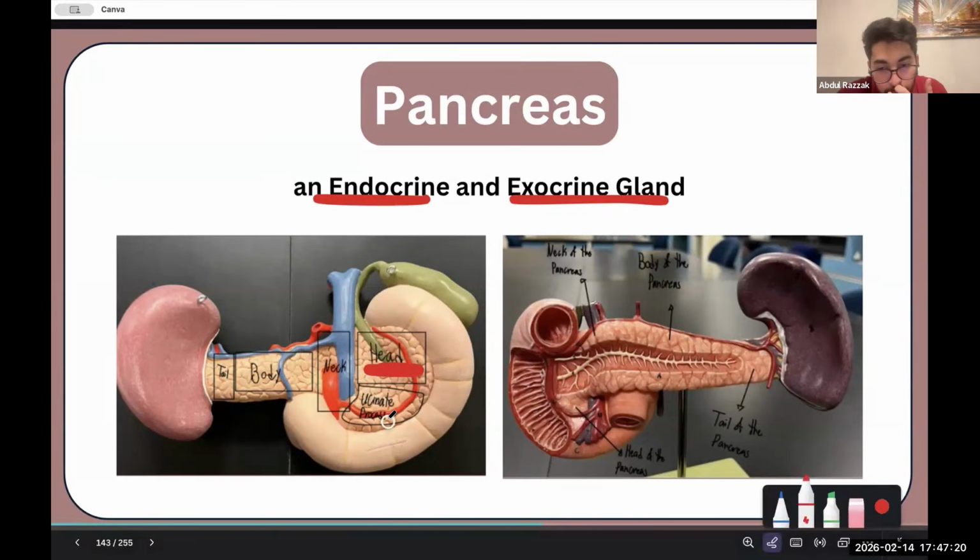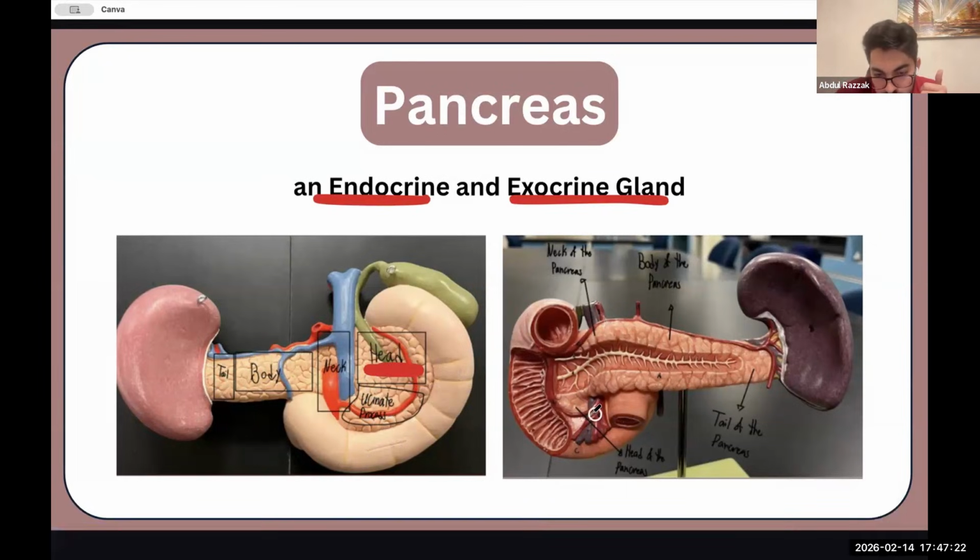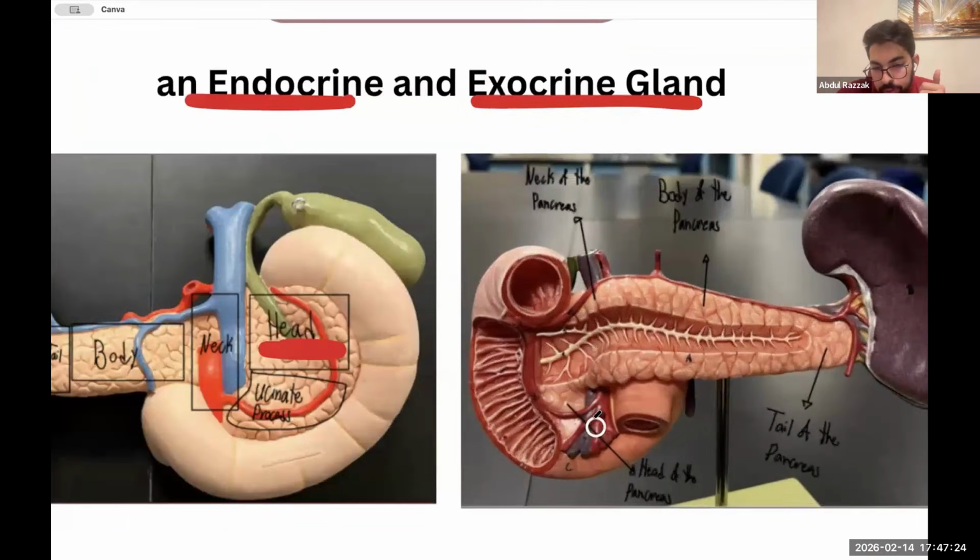Okay. You can also see that there are some structures here going in front of the uncinate process. That's why it's not clear on this model. However, you can tell that there are some structures going between the head and the uncinate process, like through the pancreas itself. Okay.